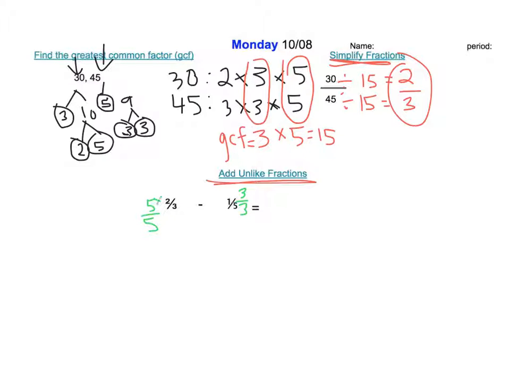So let's do this. 5 times 2 is 10, and 5 times 3 is 15. Bring down the subtraction sign. Now we're going to go 1 times 3 is 3, and then 5 times 3 is 15. Now we have like fractions, 15 and 15. So when you have like fractions and you add or subtract them, the denominator stays the same. So we're going to keep it 15. And 10 subtract 3 equals 7.